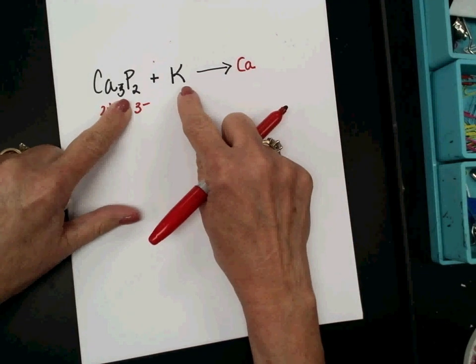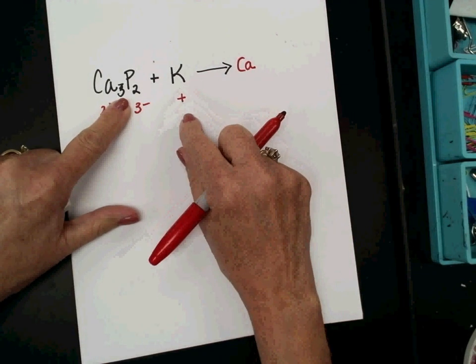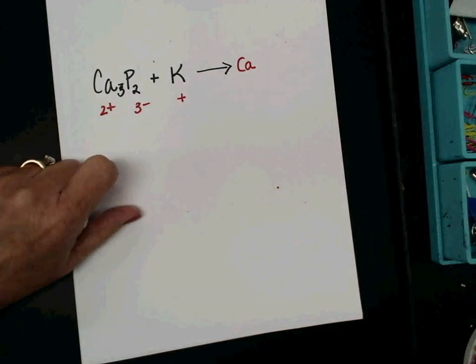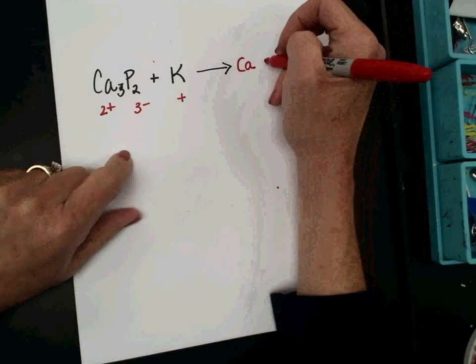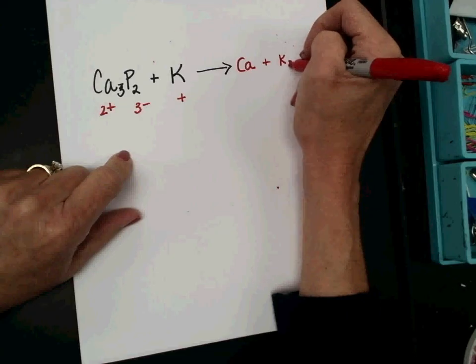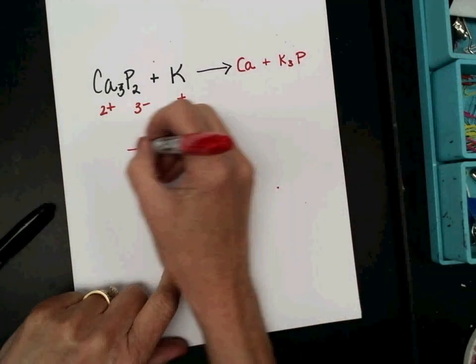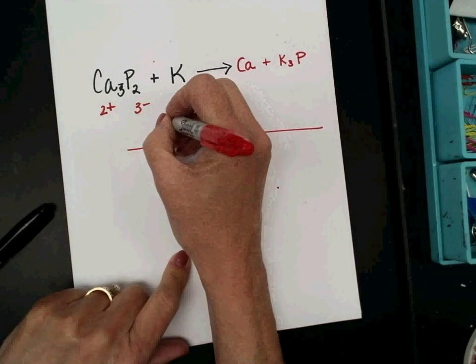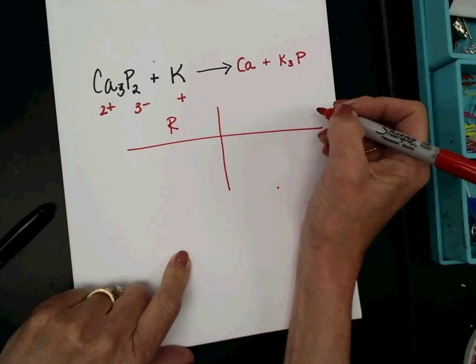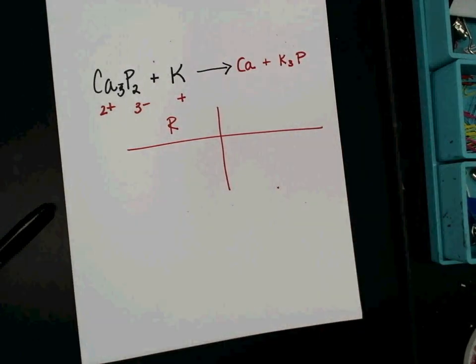It doesn't matter which one you write first. I'm just doing that because I came to it first. Then I have to put my potassium and my phosphorus together. How many potassiums do I need for every 1 phosphorus? 3. So it would be K3P. Then I would balance.